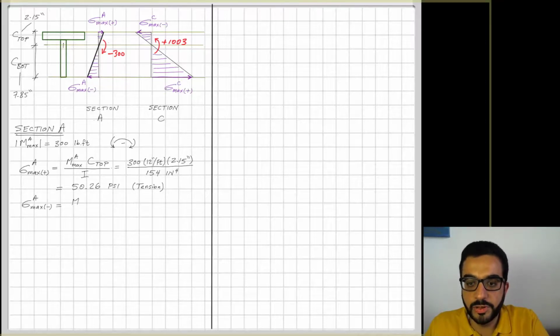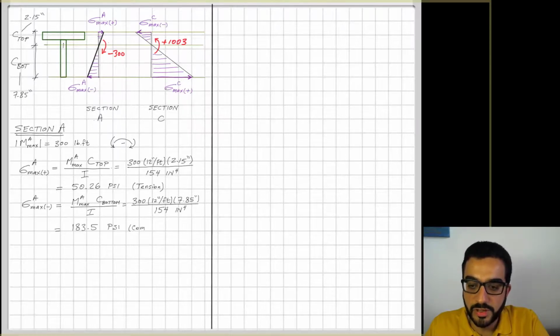And then moving to the bottom part of the beam, which will have a negative stress, and it turns out to be 183.5 psi. Pay attention to the units, so the moments are in pound-feet, and everything else is in inches, so I multiply here by 12 inches per foot.